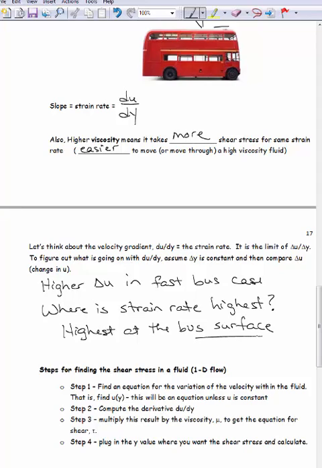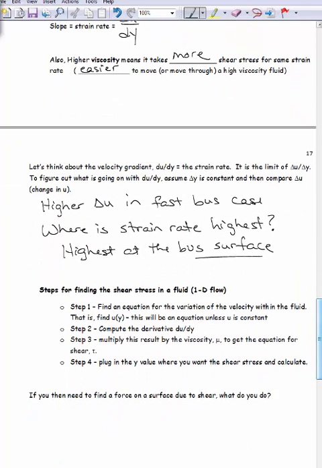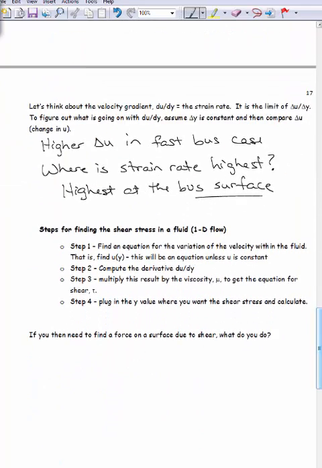Okay. And again, it looks a little backwards from what you had in calculus, but that's just because your axes are backwards. Okay, so let's do an example. Again, our equation was tau equals mu du dy.